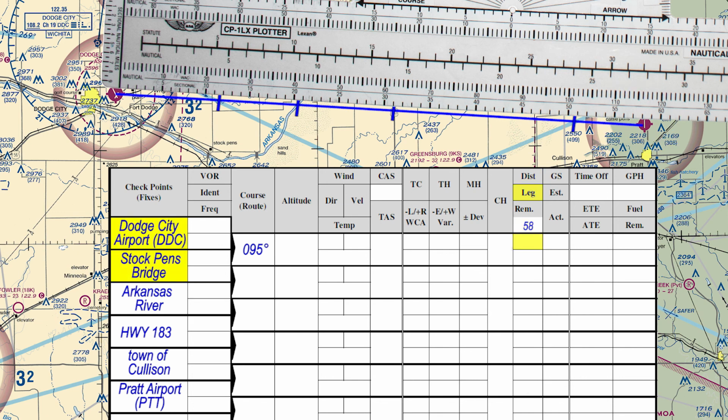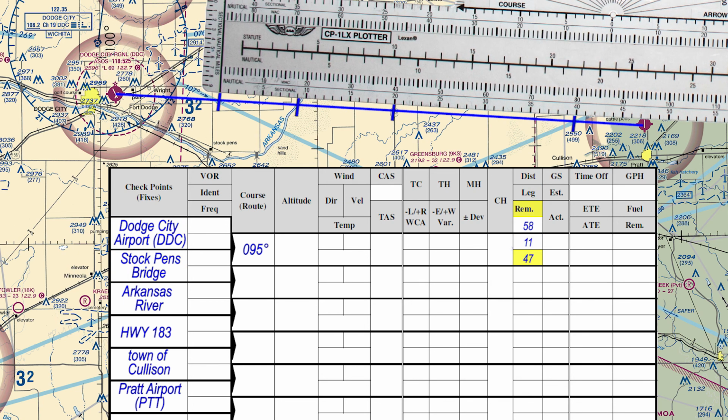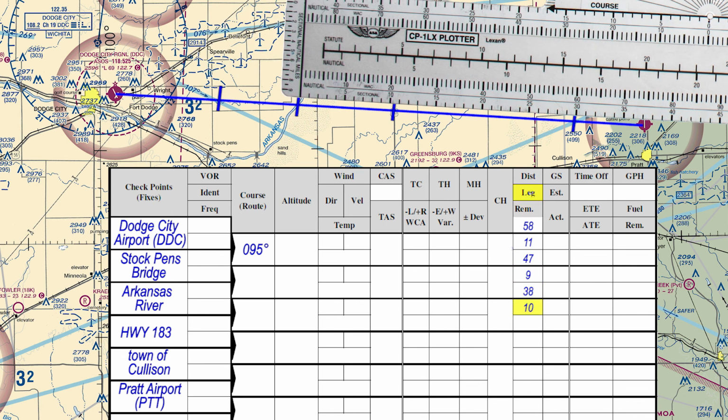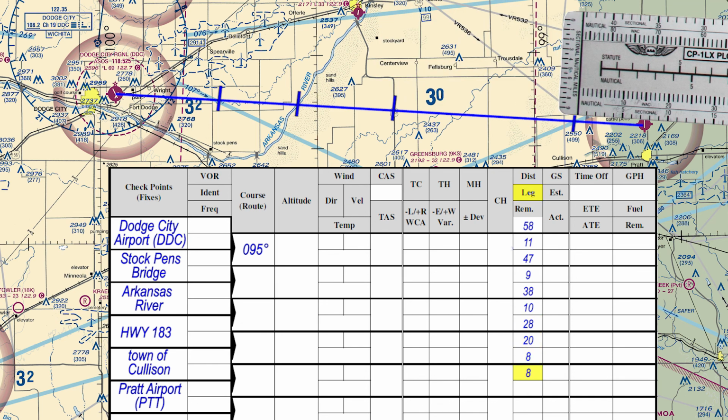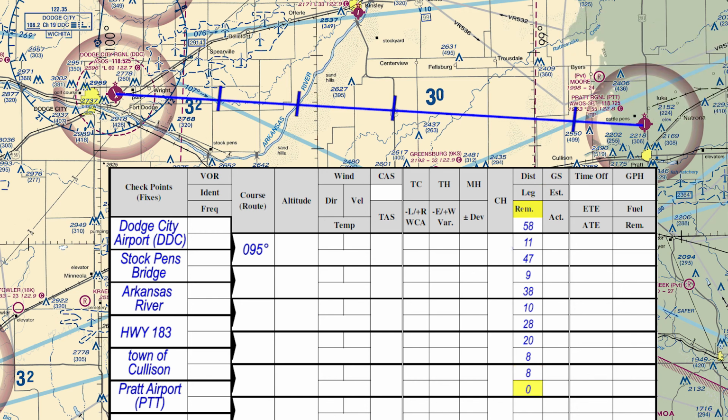So from Dodge City to those stock pens, it's 11 miles. And that gives us 47 miles to go. And then 9 miles for the next two waypoints, that leaves us with 38. And then 10 miles leaves us with 28. 20 miles between the highway and city of Collison, and then 8 miles to the airport. And that leaves us with 0 miles remaining. So now we have our course and we have our distance.